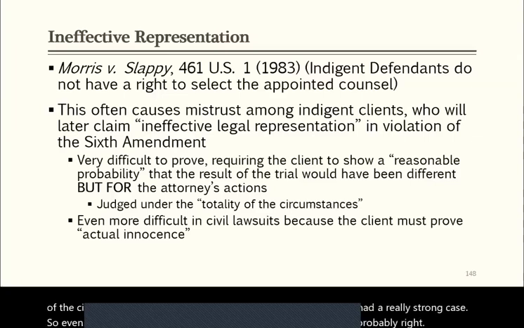At this point, remember, you are guilty. You have to prove that you're not, or at least that the attorney's actions made it in such a way that you wouldn't have been found guilty if they'd done their job. So this is a very high bar.